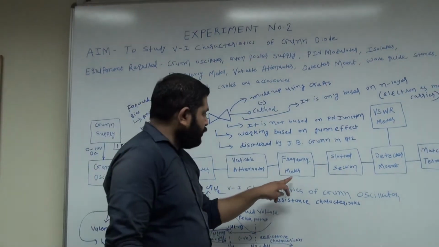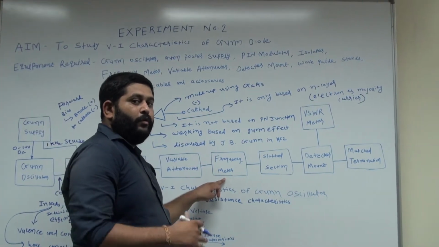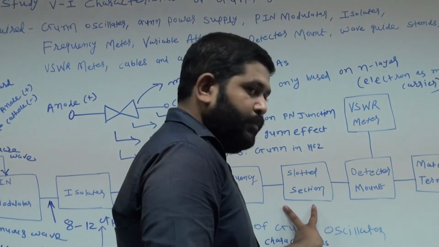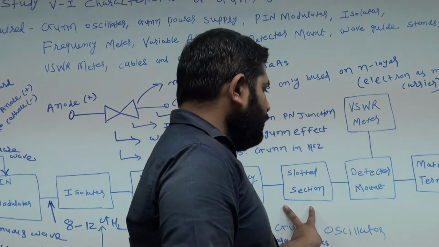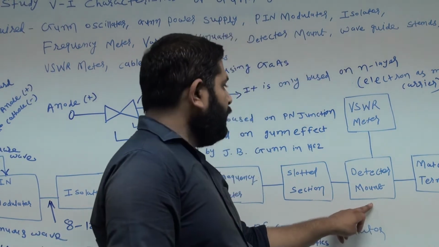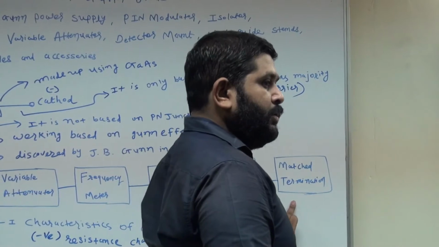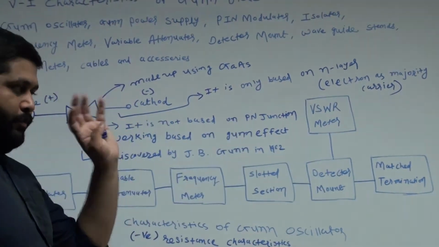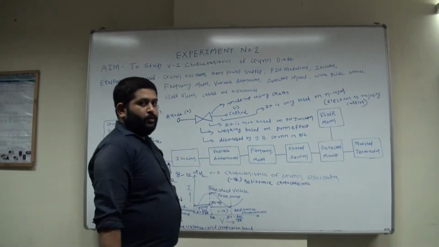The frequency meter is used for measuring the frequency at which our microwave test bench is working. The slotted section is our transmission line, used for finding the minima and maxima in the microwave test bench. Here the detector mount is used for measuring the power and VSWR, and the matched termination absorbs all the power coming from the microwave test bench. This is the basic block diagram of experiment number 2.